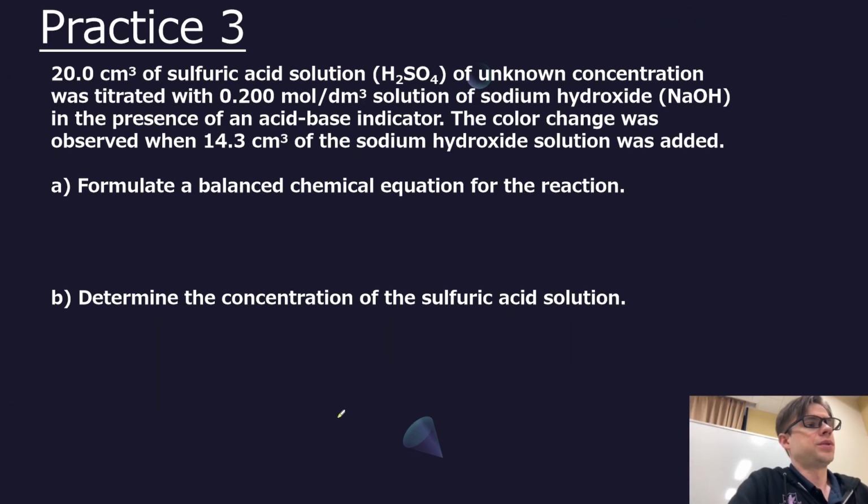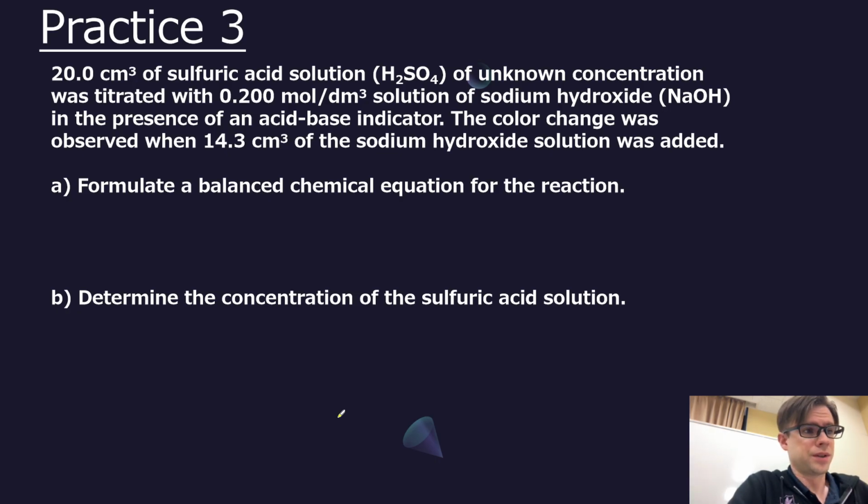Practice 3. 20 centimeter cubed of sulfuric acid solution, H2SO4, of unknown concentration was titrated with 0.2 mole per decimeter cubed solution of sodium hydroxide, NaOH, in the presence of an acid-base indicator. The color change was observed when 14.3 centimeters cubed of the sodium hydroxide solution was added. So there's some key information here. You need to know a little bit about titrations.